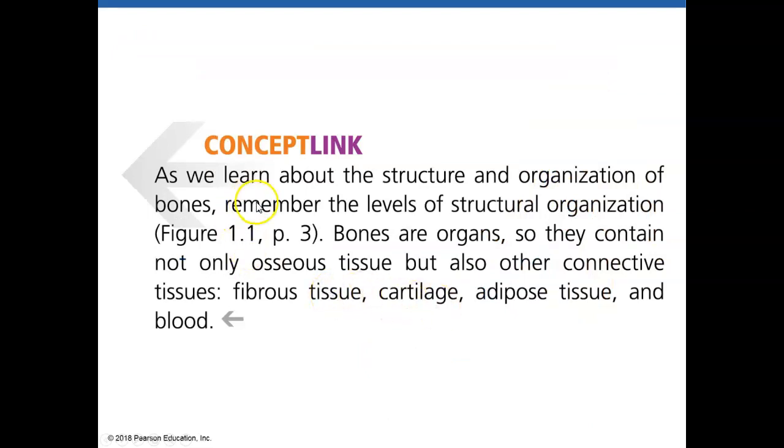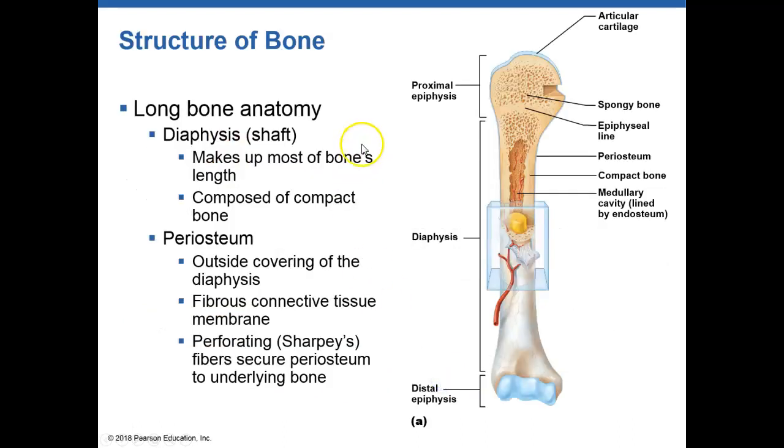This is just a concept link to remind you that we are looking at an organ system. Bones are organs, but other connective tissue is part of the skeletal system. So that includes fibrous connective tissue, like dense regular connective tissue, cartilage, adipose is found in those bones, and then we, of course, have blood and nerves that are in the bones. So let's look at long bone anatomy.